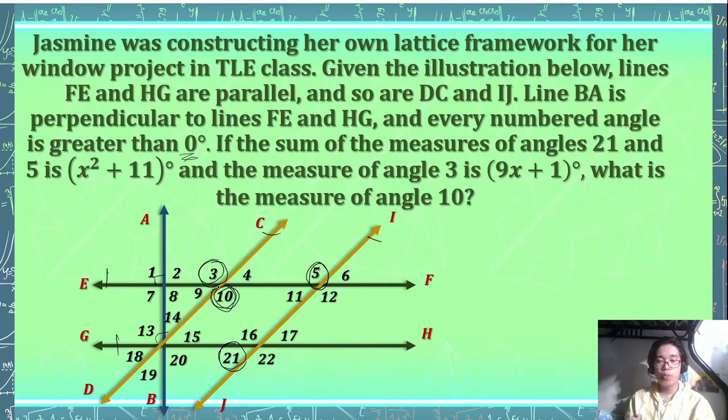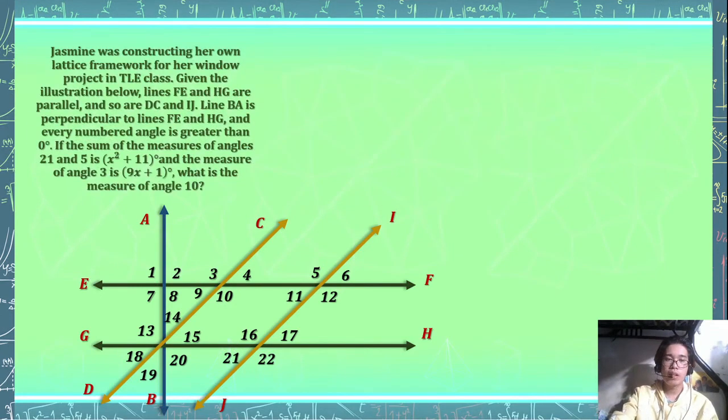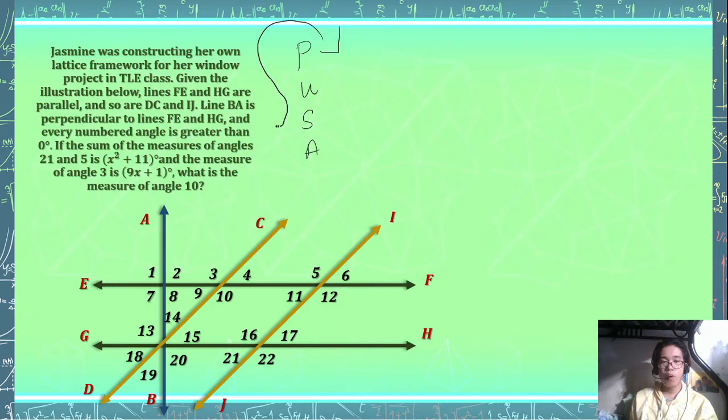For this problem, we're going to be using alternate exterior angles, as you can see here, and also supplementary angles and vertical angles. So how can we apply all of those ideas? We again use the PUSA method. We have identified the problem, and we have also understood our problem. What we're trying to find here is the measurement of angle 10.